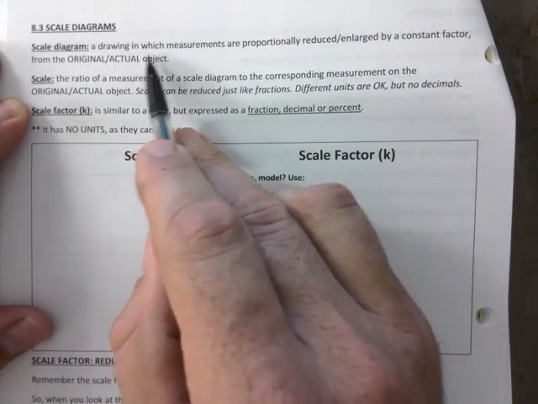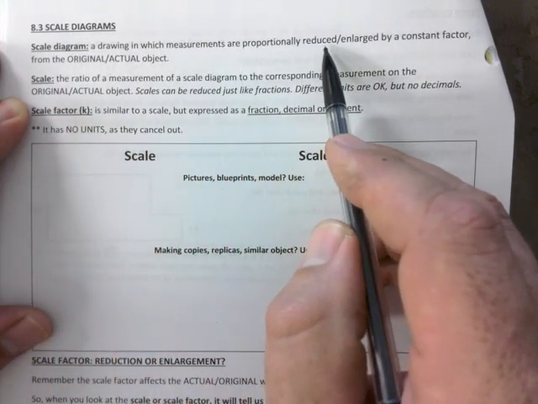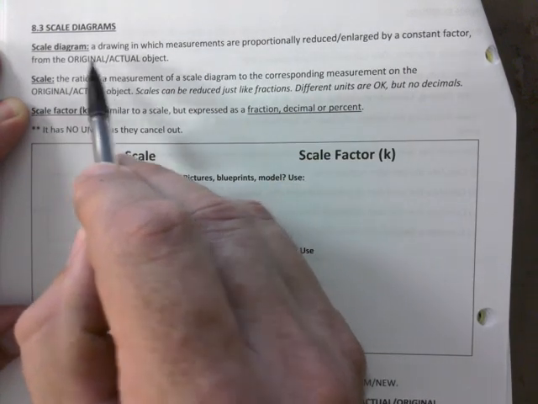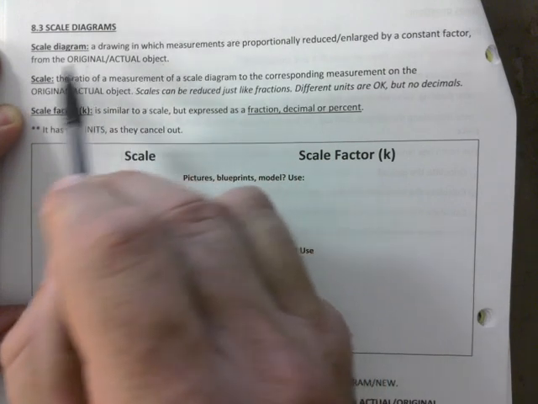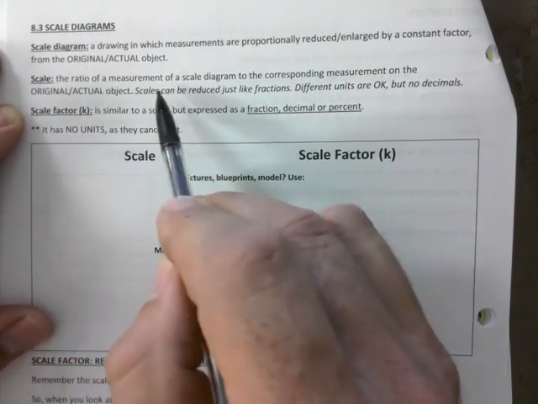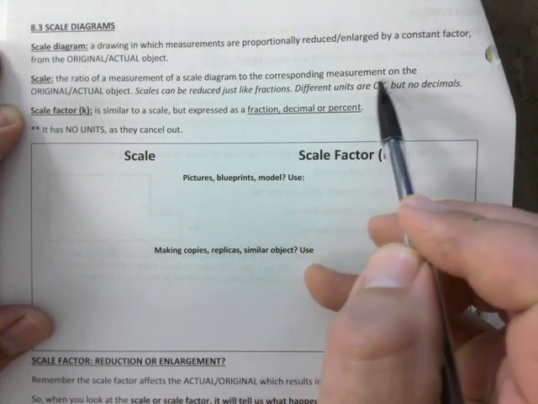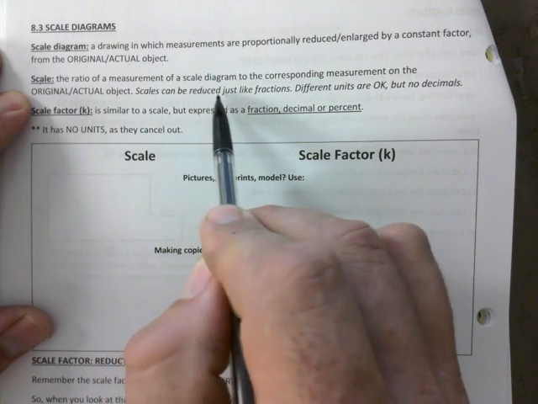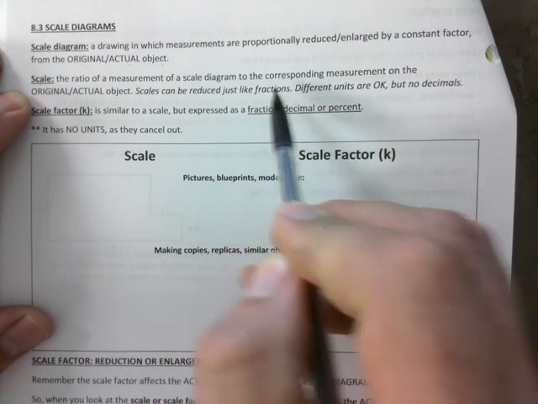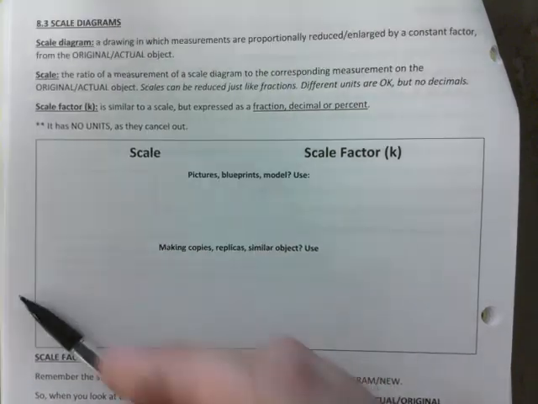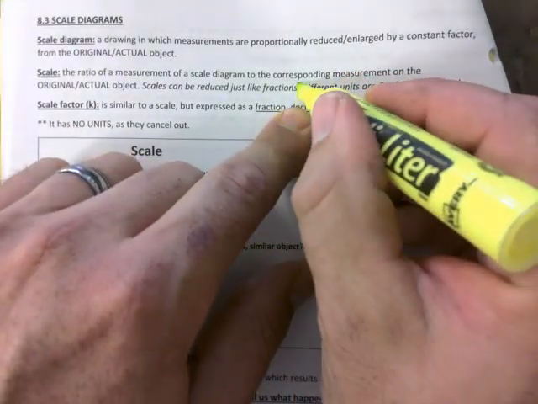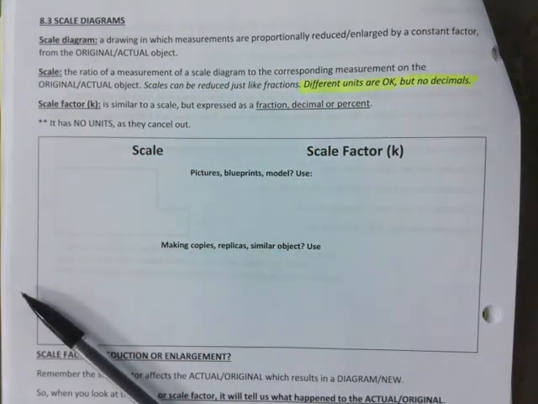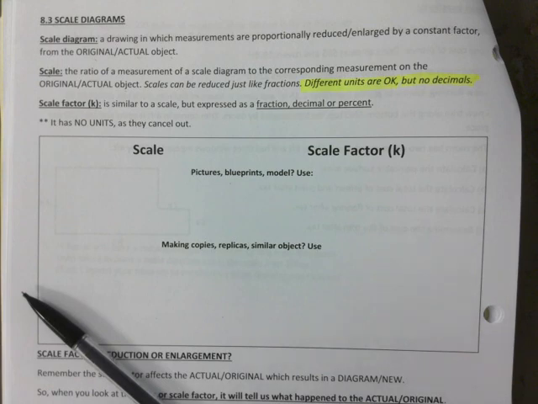What is that? A drawing in which measurements are proportionally reduced or enlarged by a constant factor from the original or actual object. Okay. Scale, the ratio of a measurement of a scale diagram to the corresponding measure on the original actual object. Scales can be reduced just like fractions, right? Different units are okay. I'm going to say that here. Different units are okay, but no decimals. Okay, so we don't want decimals, but having two different units, that would be okay.